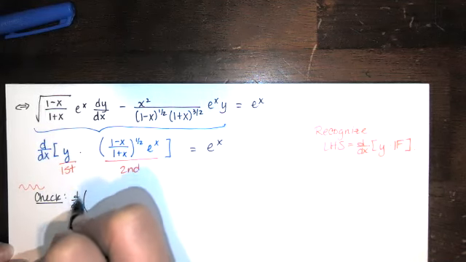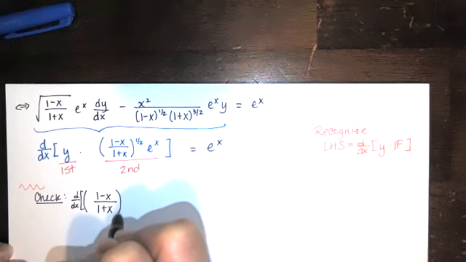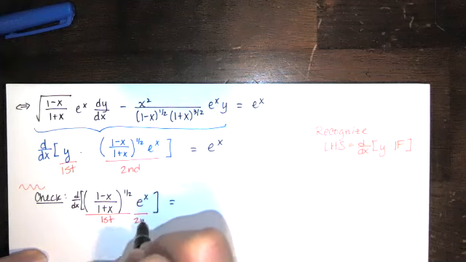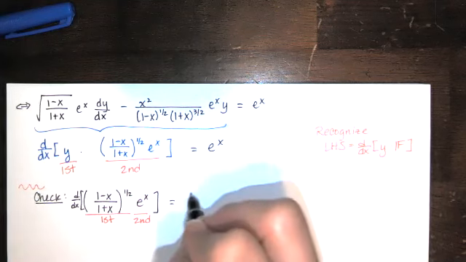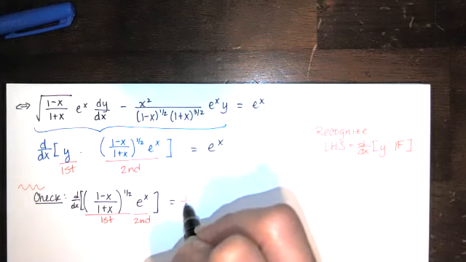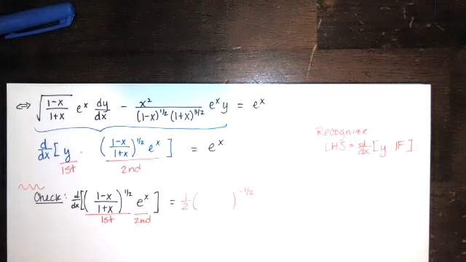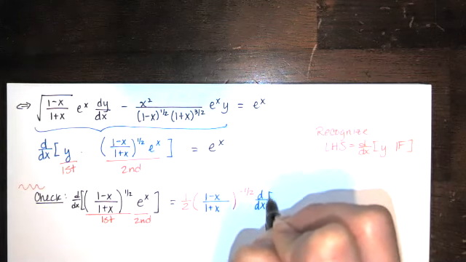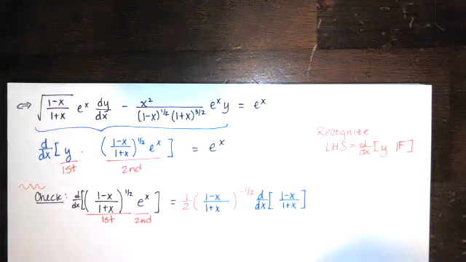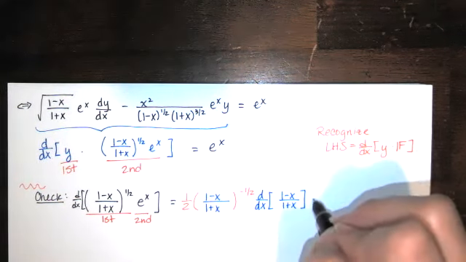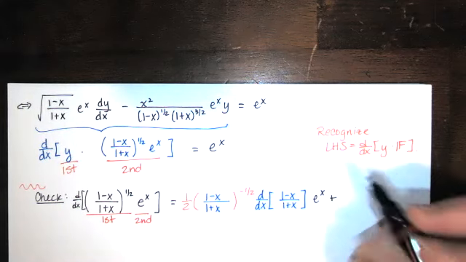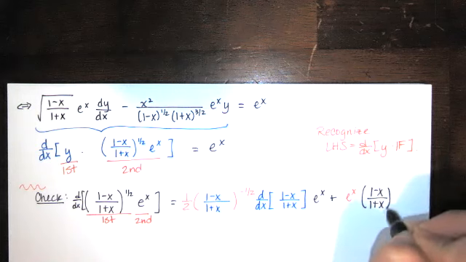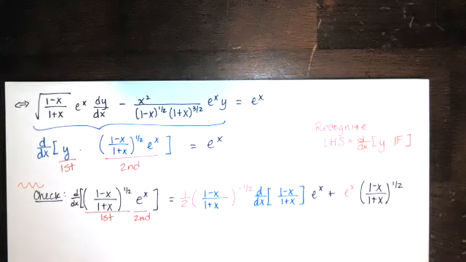If I'm taking the derivative with respect to x of this product, (1 minus x over 1 plus x) to the 1/2 times e to the x, this is a function times a function. We get, by the product rule, the derivative of the first. The derivative of a function to the 1/2 is 1/2 times that function to the negative 1/2. Put the inside function back inside, and then multiply by the derivative of the inside by the chain rule. So that's the derivative of the first times the second, plus the derivative of the second, in this case e to the x, times the first. Okay, now we just have to finish this.